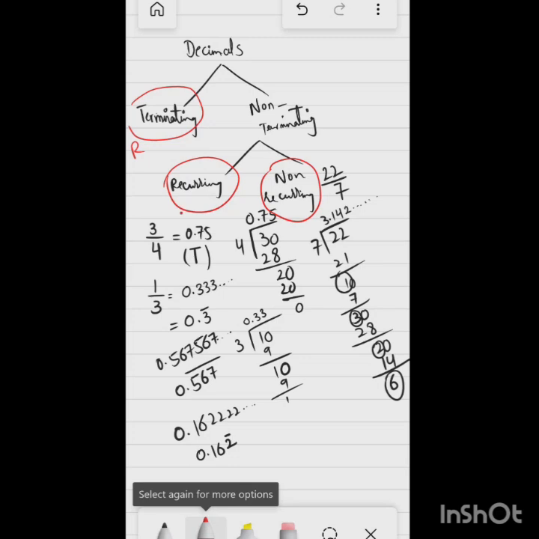Recurring decimals are also rational. And non-terminating, non-recurring decimals are irrational. This is the group which is irrational numbers. Okay? I hope this is clear till this point.